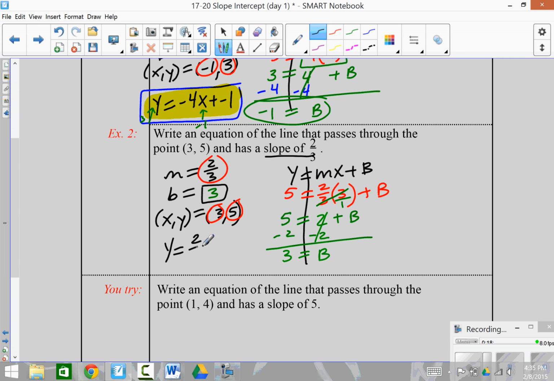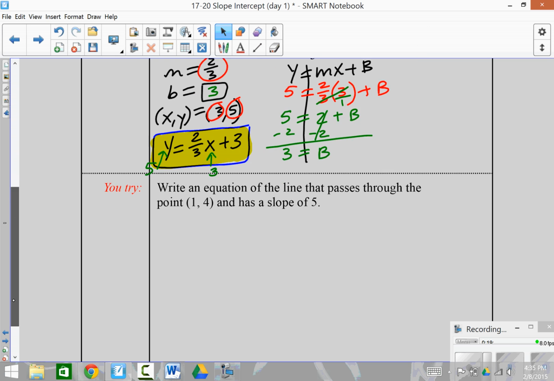Y equals mx plus b. Here's our equation. Let's make sure it actually works. So 3 and 5. If I put in a 3 for my x, a 5 in for my y, 2/3 times 3 is 2. 2 plus 3 does equal 5. So my final answer, 2/3 x plus 3, all of it equals y. That's my final equation. Okay, last one.